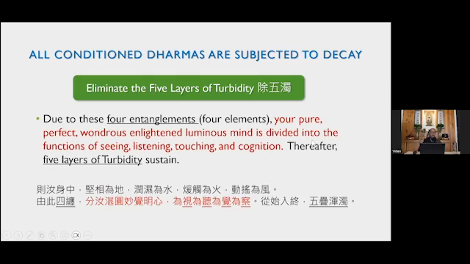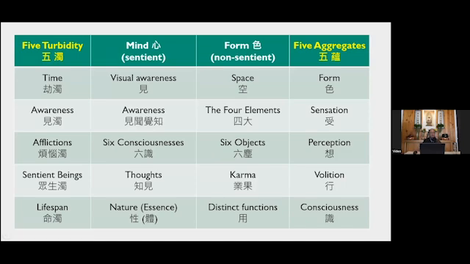In the last talk, I said that the Buddha's main teaching for this part is that we have to eliminate the 5 layers of turbidity. That is the main experience we have, the main reason that we exist in this world. And all these turbidities come from arising and perishing. So I made this table relating the 5 turbidities and the 5 aggregates.